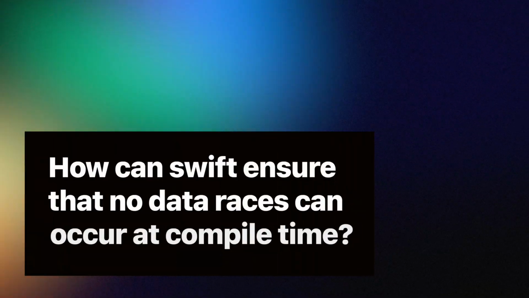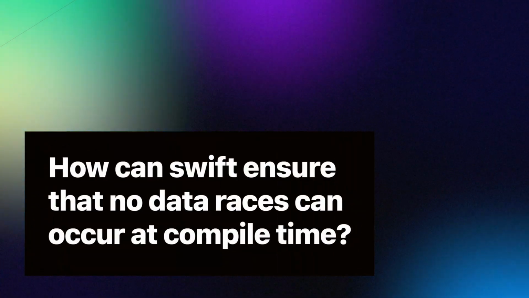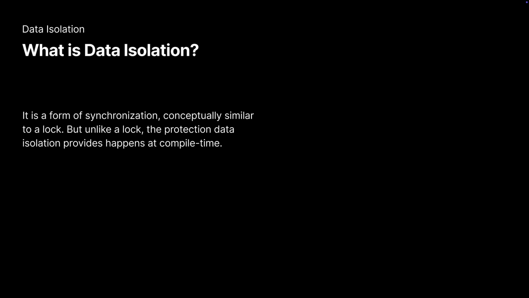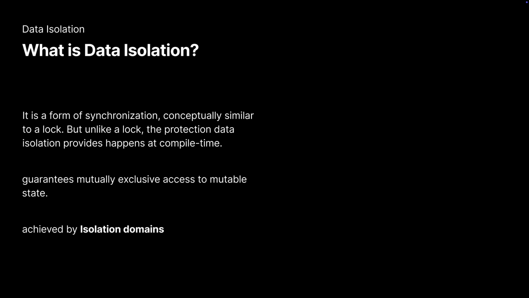How can Swift ensure that no data races can occur at compile time? Swift uses a mechanism called data isolation. It's a form of synchronization, conceptually similar to a lock. But unlike a lock, the protection data isolation provides happens at compile time. It uses defined isolation domains to avoid mutually exclusive access to mutable state.